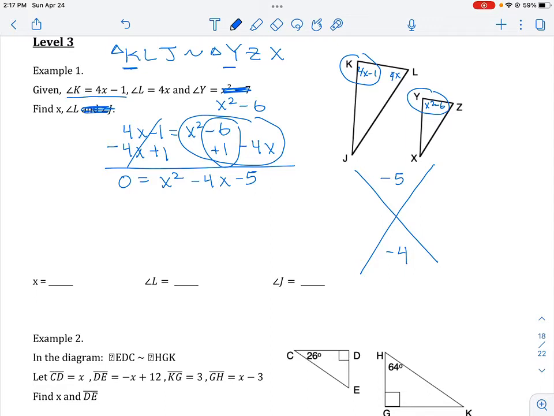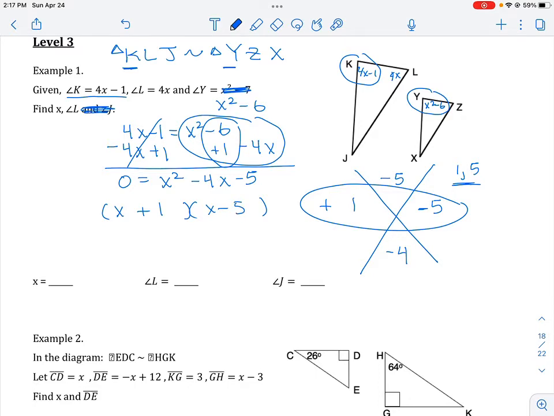The only two numbers that multiply to negative 5 are going to be 1 and 5, but I need a positive number and a negative number. So in order to add up to negative 4, though, the 1 has to be positive, the 5 has to be negative. So these are my two numbers, and remember, we're going to go ahead and put those numbers in parentheses, x plus 1 and x minus 5.